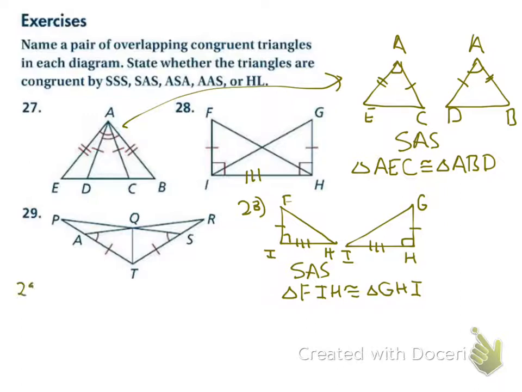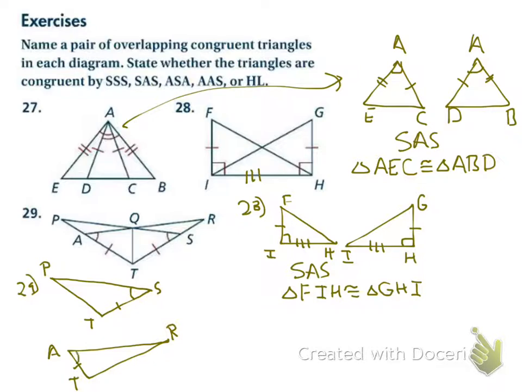For number 29, I'm going to draw this triangle here that's shaded, and then I'm going to draw this triangle. So I have PTS, which has those markings, RAT, which has those. Now, we look for another congruence because we only got an angle on a side. I actually have a reflexive property right here at angle T.